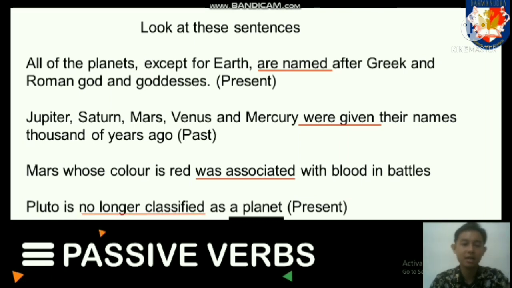And then the last one here, Pluto is no longer classified as a planet. So you keep that in mind, okay, guys? Pluto is no longer classified as a planet. So this is present, I guess. Present simple passive. You need to know that, because here it is actually is, not was, not were, but is. Pluto is no longer classified as a planet, so it is present simple passive.